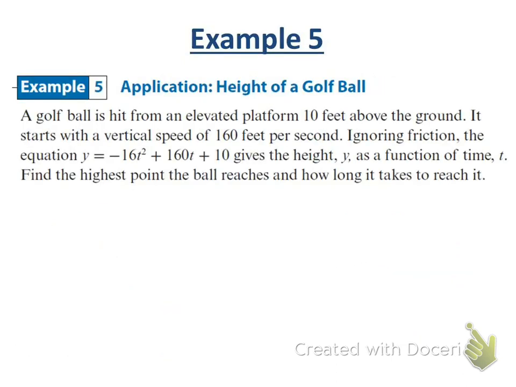Now let's put this into practice, all right? A golf ball is hit from an elevated platform 10 feet above the ground. It starts with a vertical speed of 160 feet per second. Ignoring friction, the equation y equals -16t squared plus 160t plus 10 gives the height y as a function of time, t. So instead of x and y, what do we have here? T and y, right?